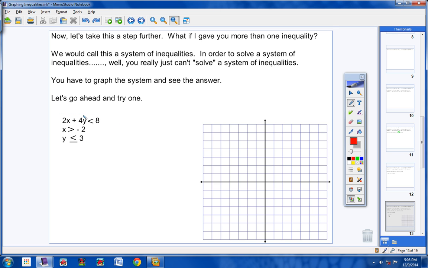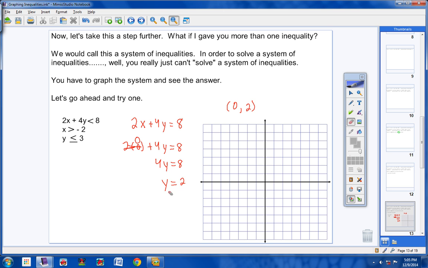Now, let's take this first problem here. Let's rewrite it with an equal sign. Okay, there we go. Now, let's go ahead and put 0 in for x like I like to do. 2 times 0 is 0. 0 plus 4y is 4y. So divide both sides by 4. y equals 2. So I put in 0 and I got out 2.